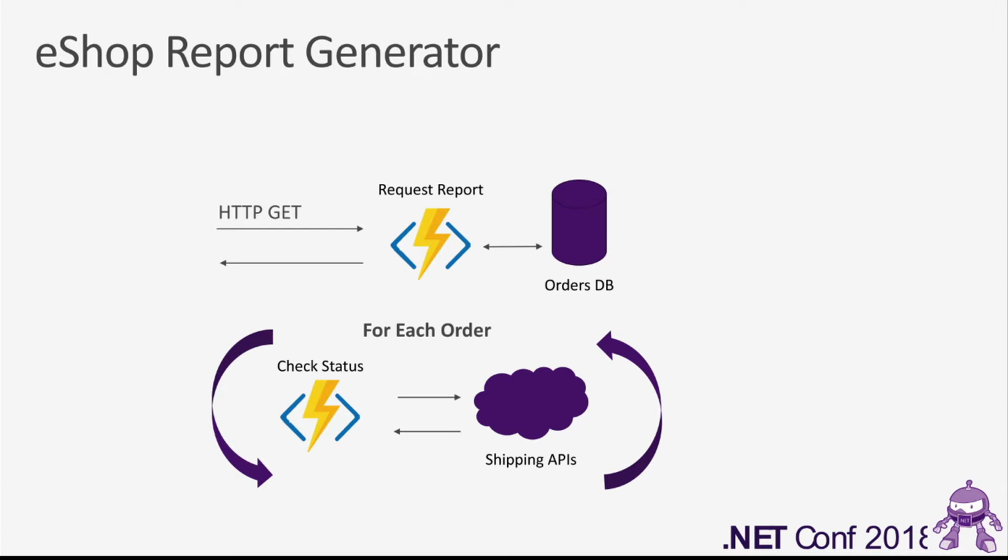And what I need to do is, for each individual order, go call some shipping API. Maybe it's the FedEx API or the UPS API. I don't know. It could be anything. And that API is not super fast. It might take a second or two for every single order. So how do I do this?